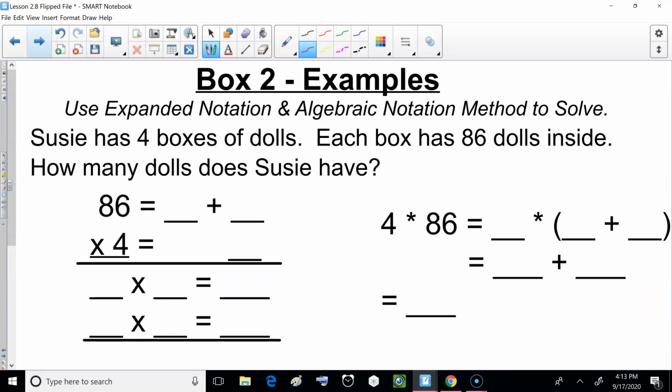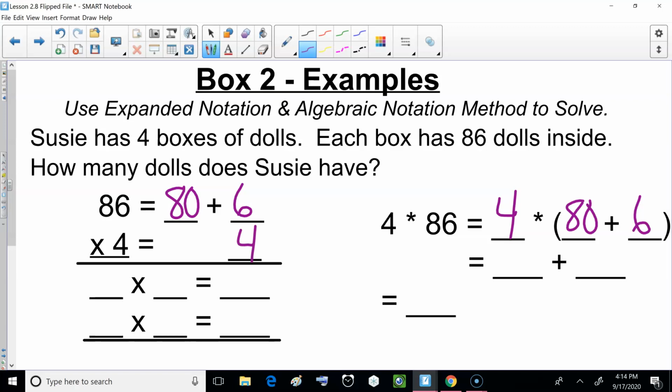Now we're going to use both the expanded and algebraic methods on the same page, so this can help us out. Susie has 4 boxes of dolls. Each box has 86 dolls inside. How many dolls does Susie have? So we're going to break up our 86 into 80 plus 6. We're going to do the same thing on the other side. We have 80 plus 6, and we know it's 4, and this will still be a 4 right there.